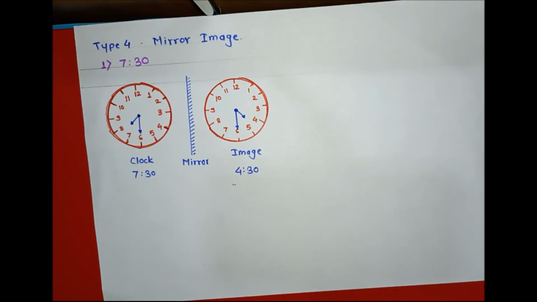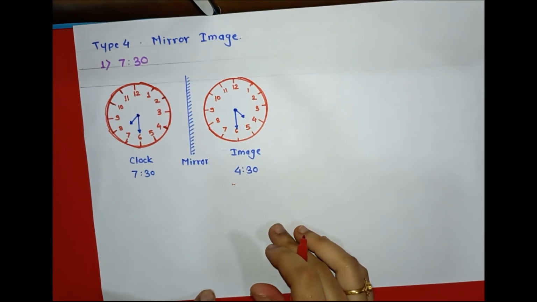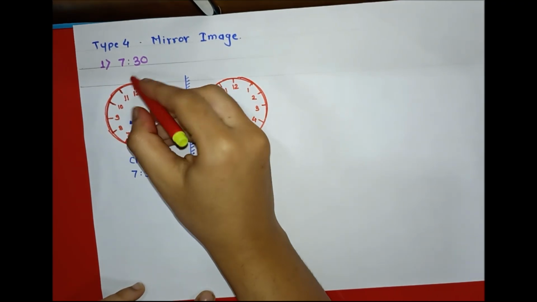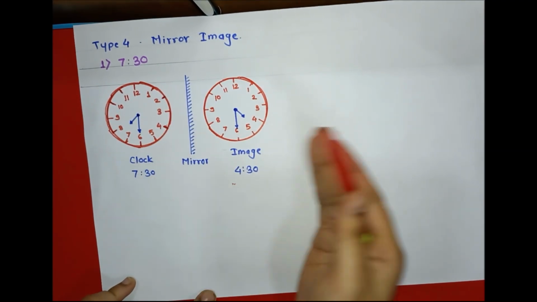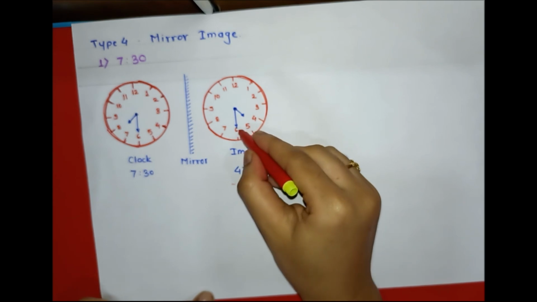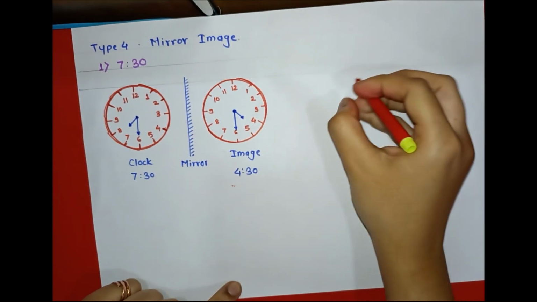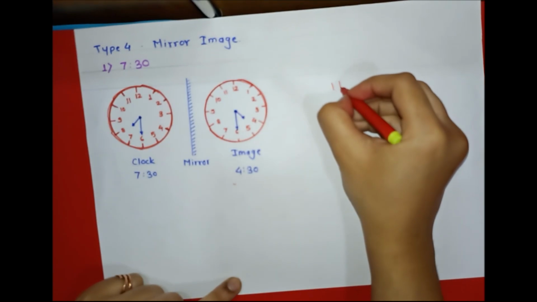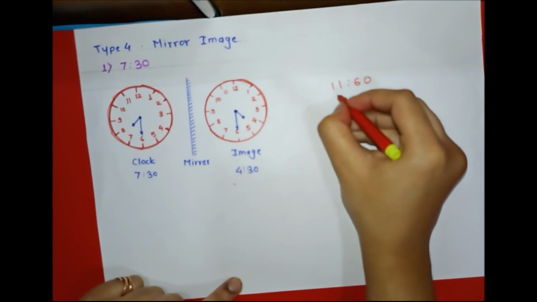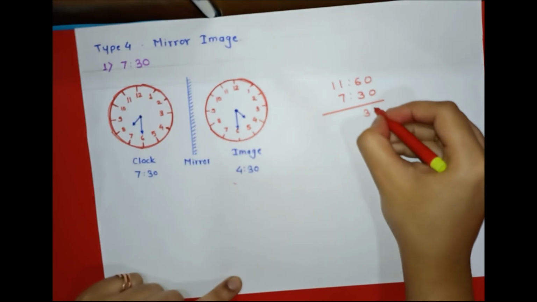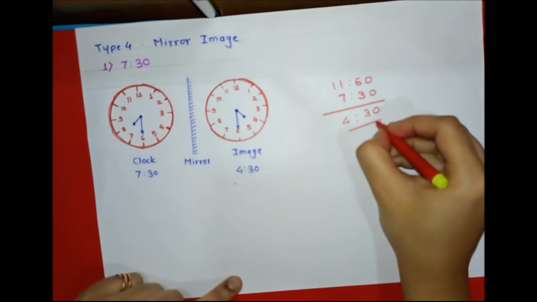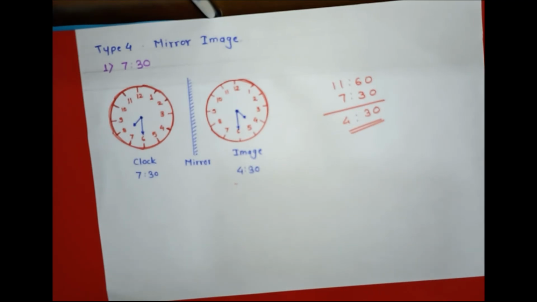Next, we have the concept of mirror images. We have to find the time that appears in the mirror image of the clock. So here we have been given the time as 7:30, and in the replica or the mirror image the time will appear as 4:30. So how to solve it? Just subtract the given time from 12:00, 12 minus 7:30, we get 4:30, and 4:30 is your answer.